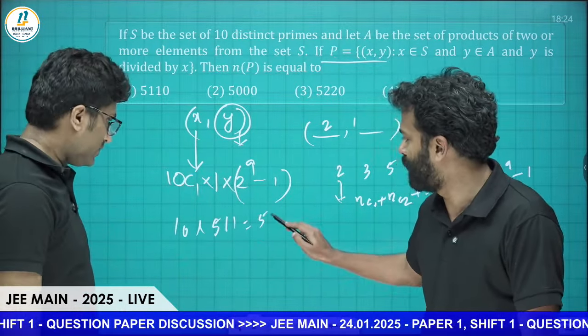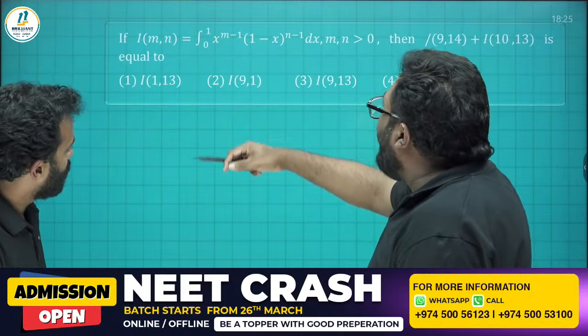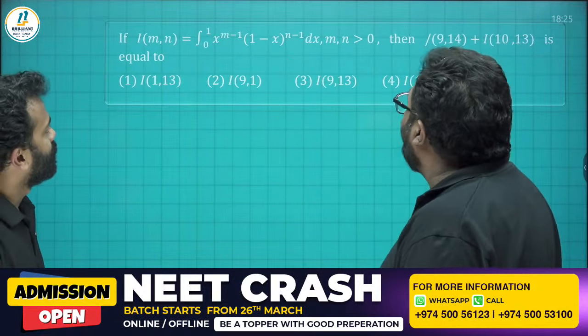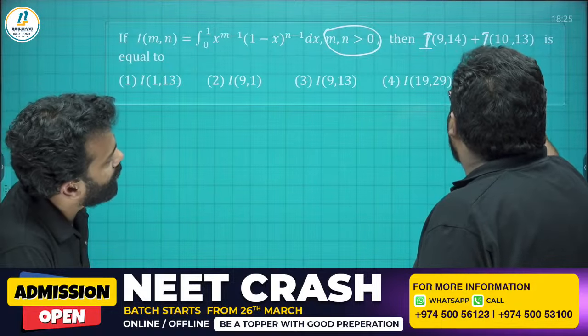So we have a question, my dears. I_mn is the integral from 0 to 1 of x raised to m minus 1 into 1 minus x raised to n minus 1 dx, and they're saying that m and n are greater than 0. They're asking what is the value of I_9,14 plus I_10,13.